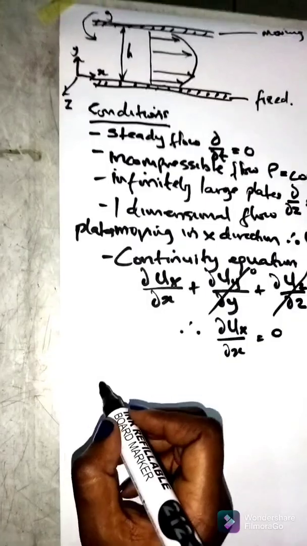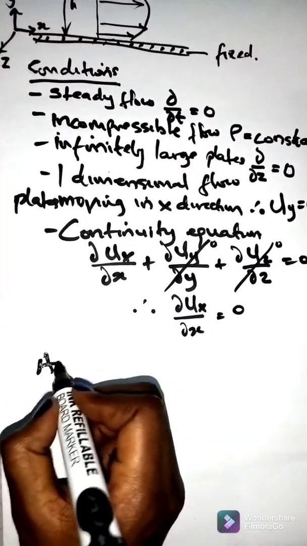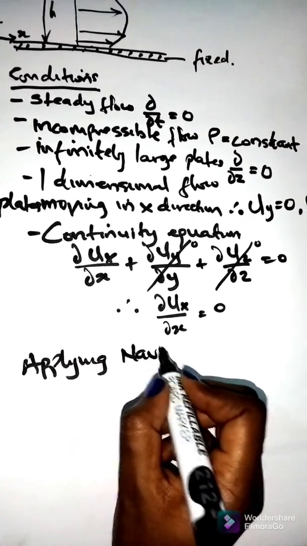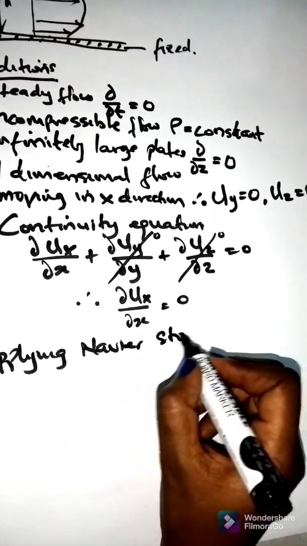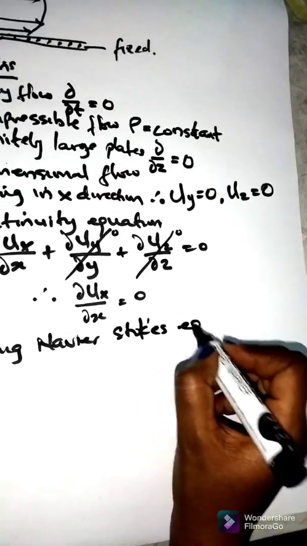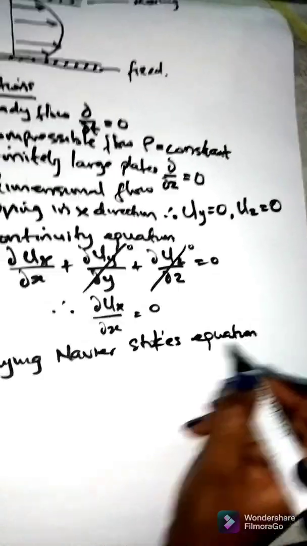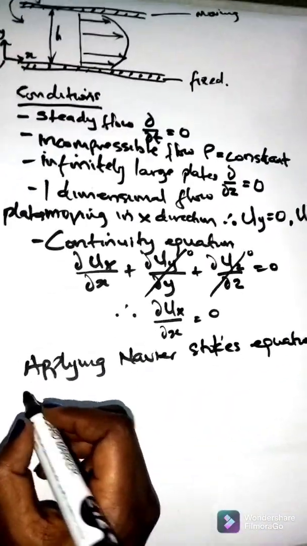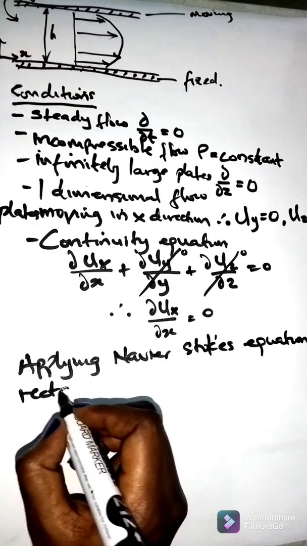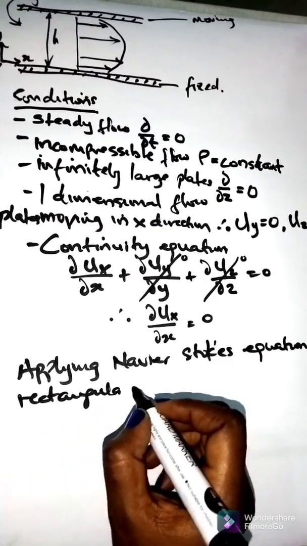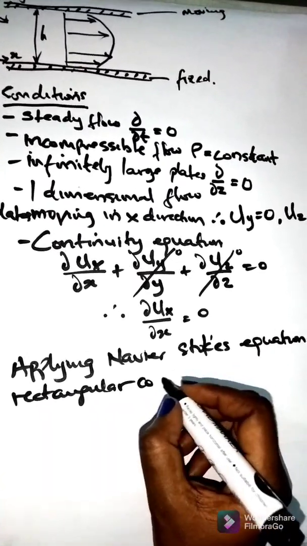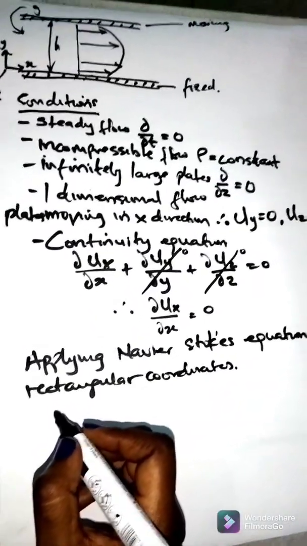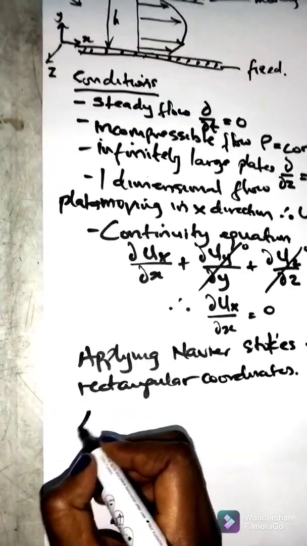So now we're going to apply the Navier-Stokes equation for rectangular coordinates, now in the x direction.